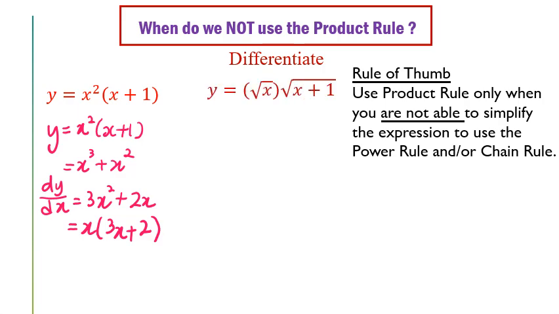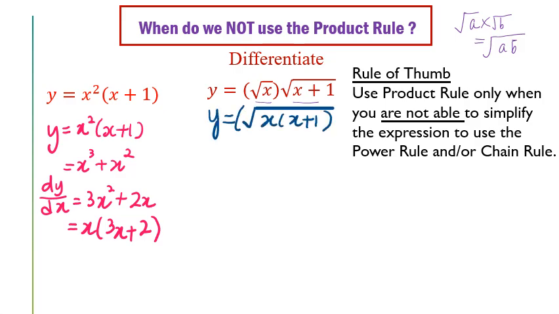Another situation is this. This may look a bit complicated to you. You may think that, hey, I need to use the product rule because there are 2 terms here. But actually, if you recall one of the rules you learned in the chapter on surds, if you have square root a times square root b, you can multiply them to get square root ab, right? So here we are talking about square root x times square root x plus 1. So we can actually multiply them to get square root x squared plus x.